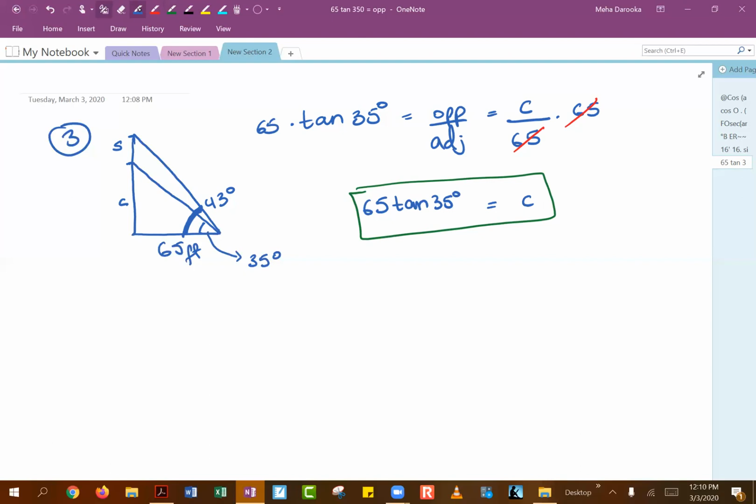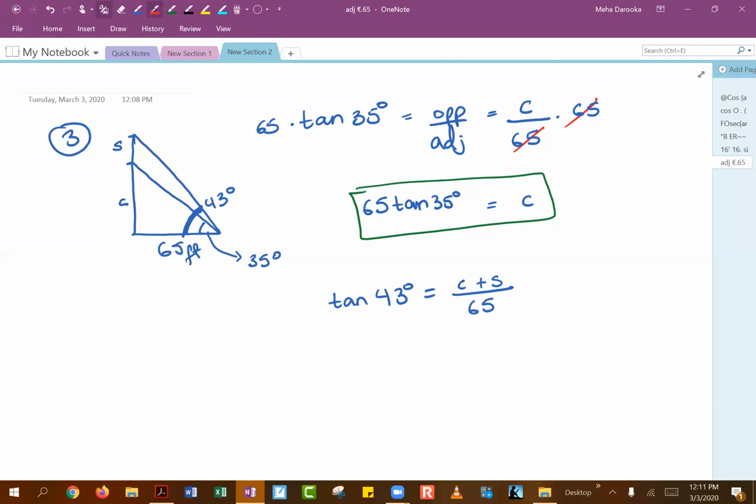Okay, now we want to know what's the total height of the building with the steeple. So that's going to be on the bigger angle. So that would be tangent of 43 degrees, which would be the opposite side, but for 43 degrees, your opposite side is going to be both the length of C and S added together, divided by the adjacent side, which is 65.